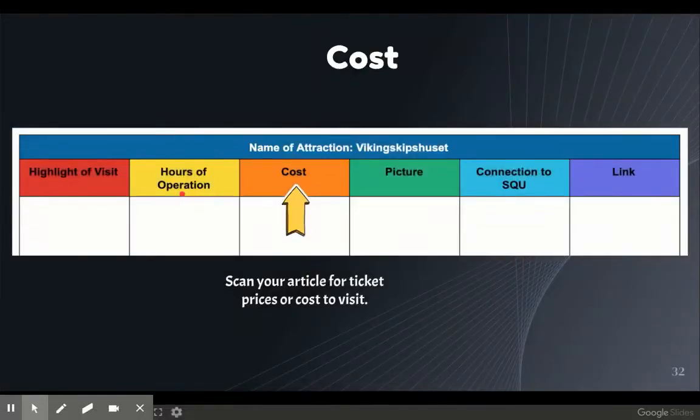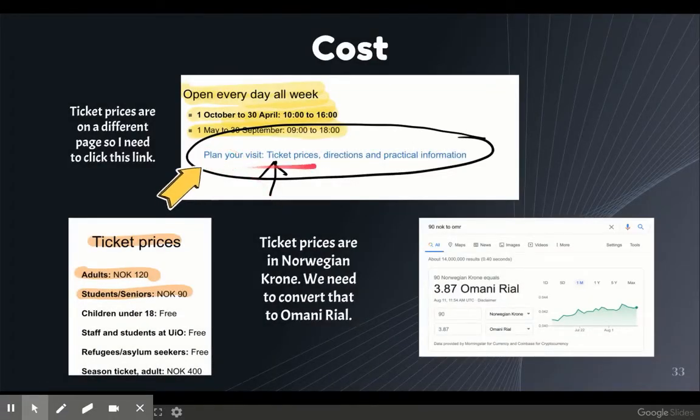Pretty easy. Next is cost. How much does it cost to visit this museum? Again, an important bit of information when I'm planning a trip is how much it's going to cost me. On this website, I actually need to click a new link for ticket prices. And when I click that link, I find that the ticket prices are adults, NOK 120, or students, that's us, NOK 90. But NOK 90 doesn't mean anything to me.